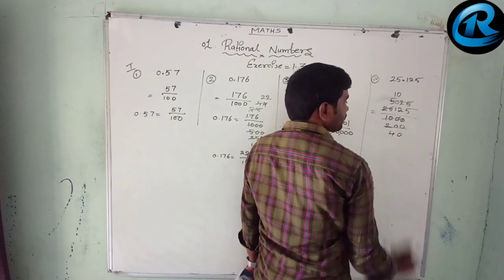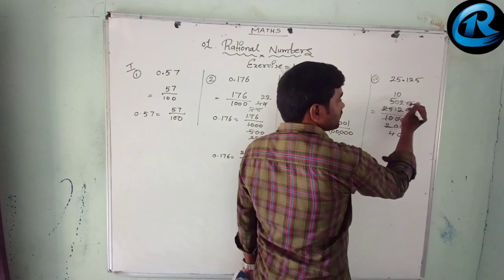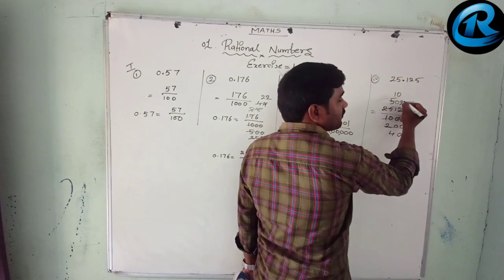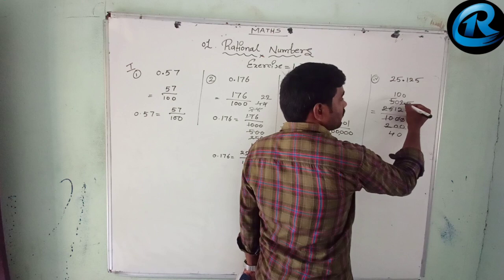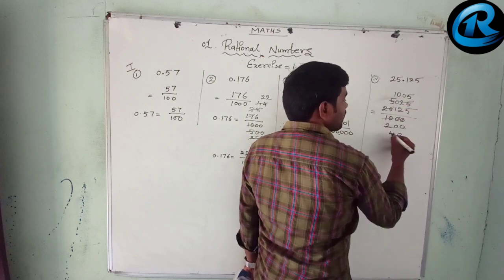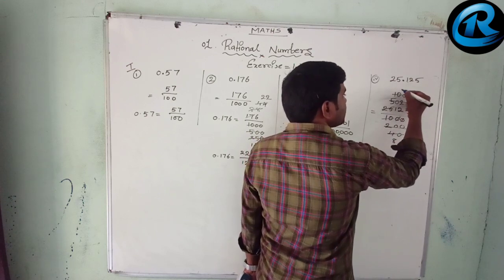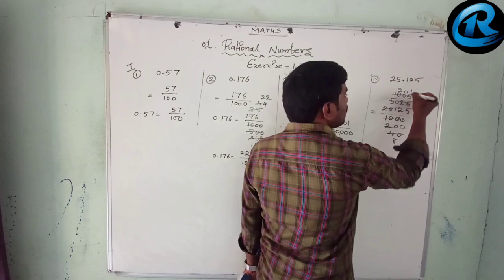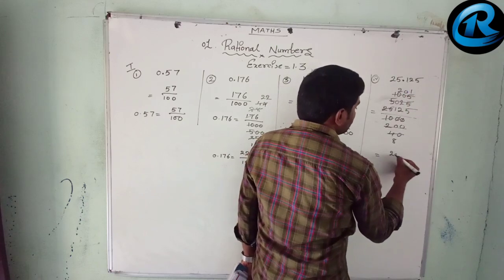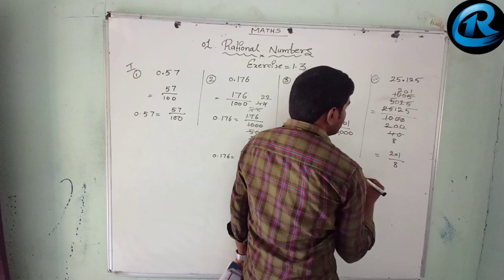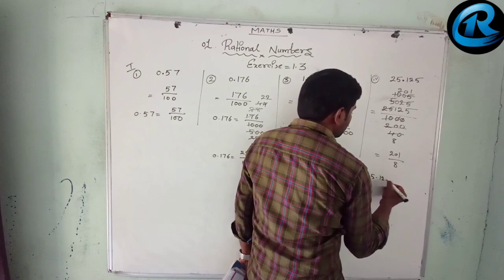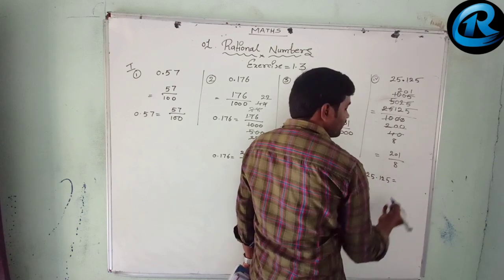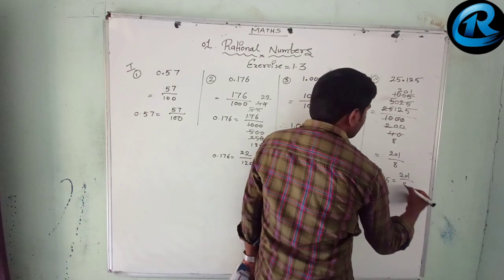5 10s are 50, cancelled. And 2 will not come in the 5 table. It becomes 25. Again 5 8s are 40, and 5 2s are 10. So you got 201 by 8. Therefore 25.125 equals 201 by 8.